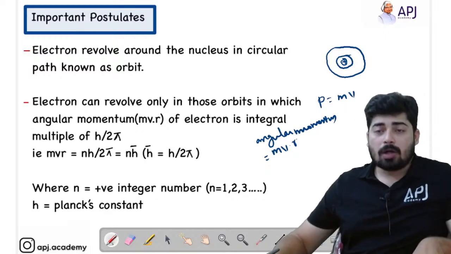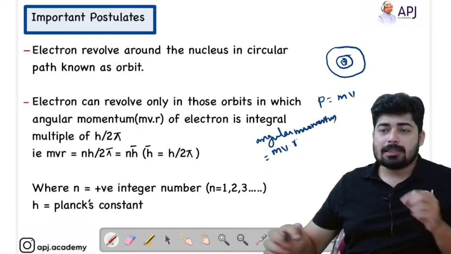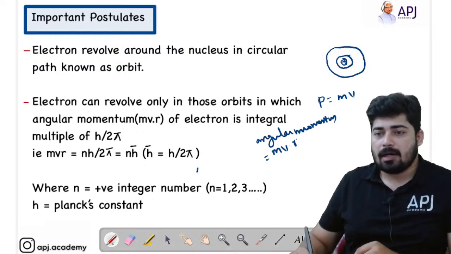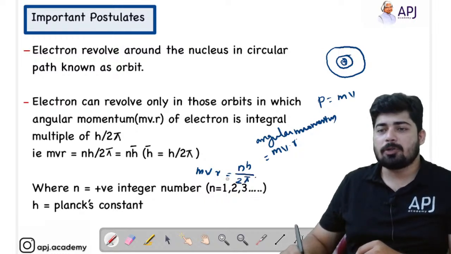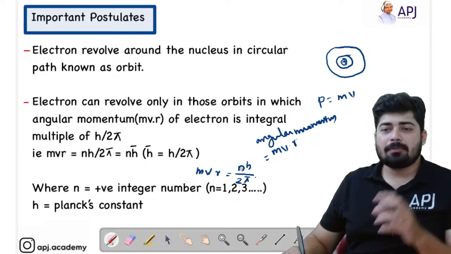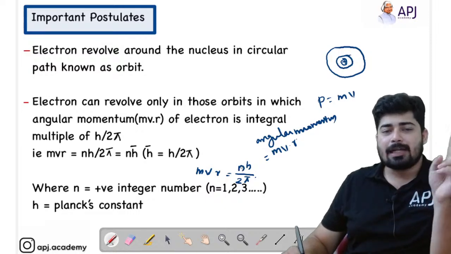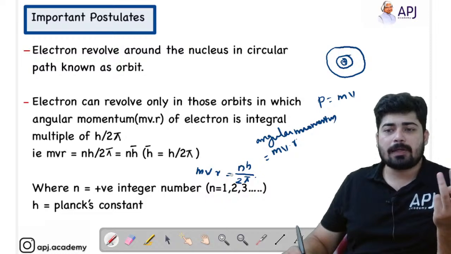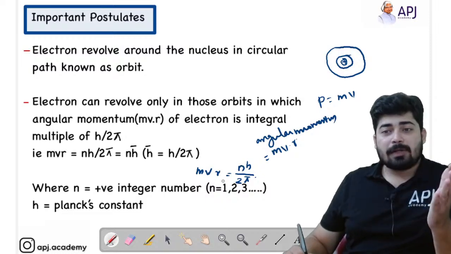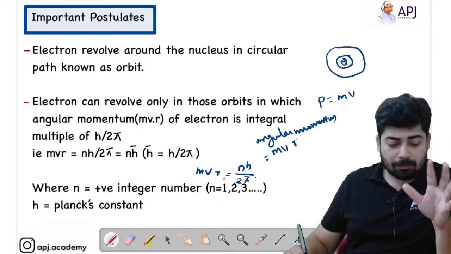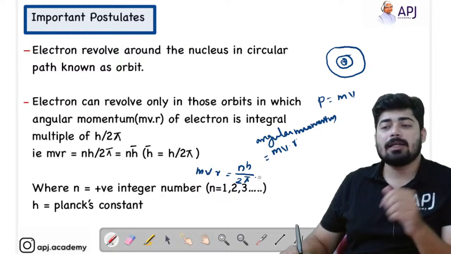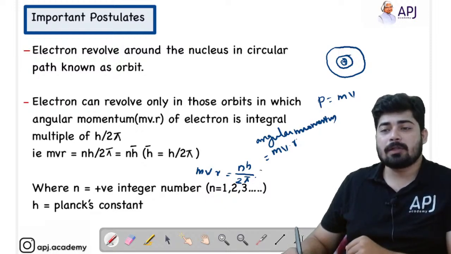Now what Bohr said is that this angular momentum, that is mvr, is equal to an integral multiple of h by 2 pi. What do you mean by integral multiple? It can be 1h by 2 pi, 2h by 2 pi, 3h by 2 pi, 4h by 2 pi. He also explained that it is an integral multiple, it cannot be any fraction. That is an important point you have to remember here.